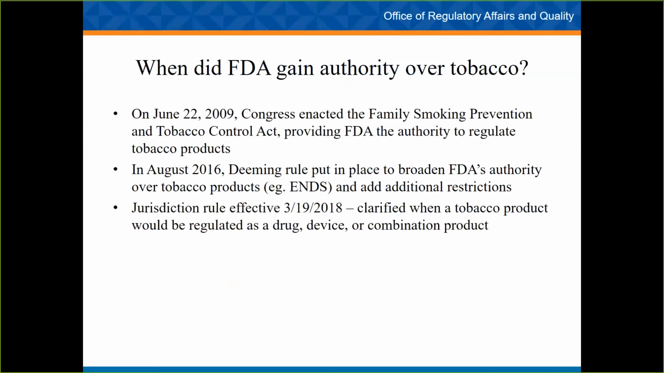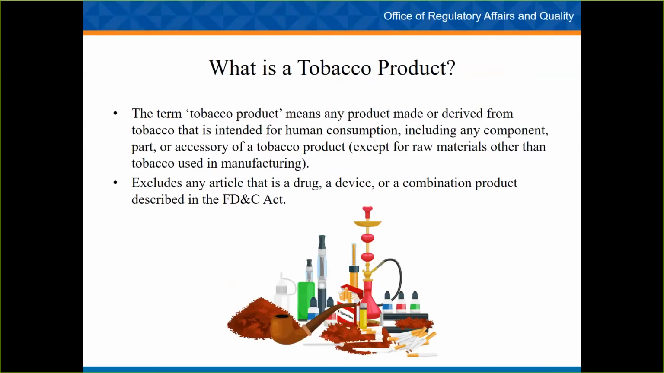And then the jurisdiction rule became effective in 2018, which clarified when a tobacco product would be regulated as a drug, medical device, or combination. FDA's definition of a tobacco product means anything made or derived from tobacco that's intended for human consumption and includes any component, part, or accessory. This does exclude the raw materials besides the tobacco itself, and it excludes anything that would be considered a drug, medical device, or combination as described in the FD&C Act.